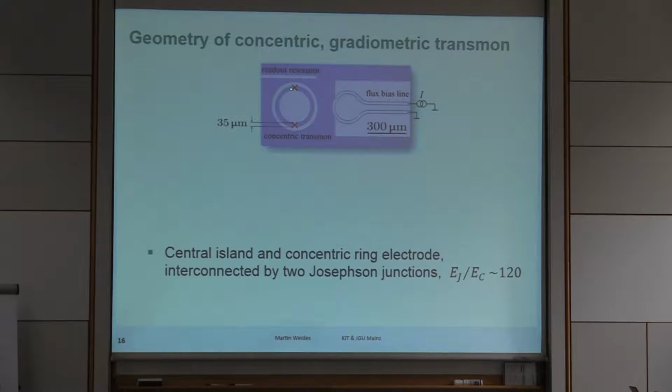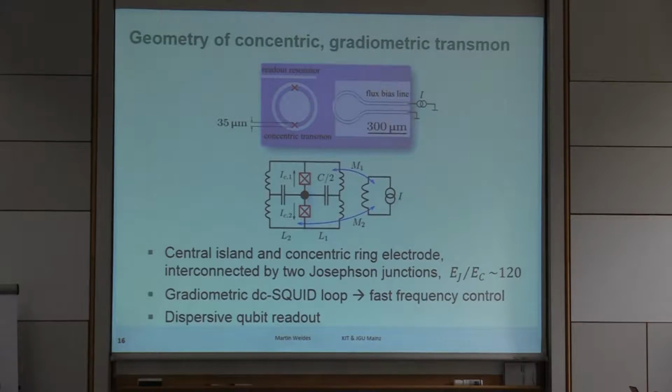That's a micrograph of this circuit. We have not one junction, but two junctions, making it a gradiometric structure. And there's a part of the readout resonator capacitively coupled to the system. The qubit detuning is done by applying a local flux to the circuit, and due to the geometry we have a larger mutual inductance to the right half loop than to the left half loop. Therefore effectively we can change the effective flux in this DC SQUID and change the effective critical current and the qubit splittings.